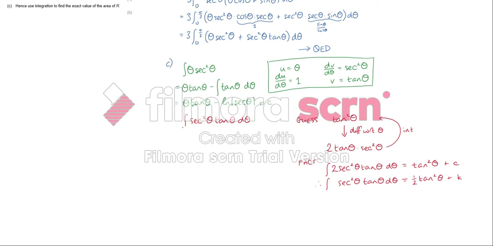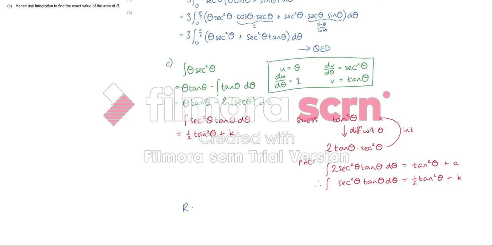So we can now conclude that the integral of sec squared theta tan theta with respect to theta is a half tan squared theta plus k. Now, these green parts and red parts together tell us the whole integral of the blue statement. So I'm going to rewrite that all the way down here so that I have space underneath.